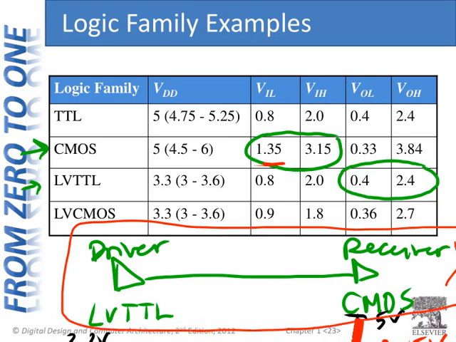So it only needs to fail on one end, the high end and or the low end. It doesn't have to be both. Just one of them can make the configuration of driver and receiver fail. So because of the negative noise margin on the high end, this configuration of a LVTTL driver and a CMOS receiver does not work.